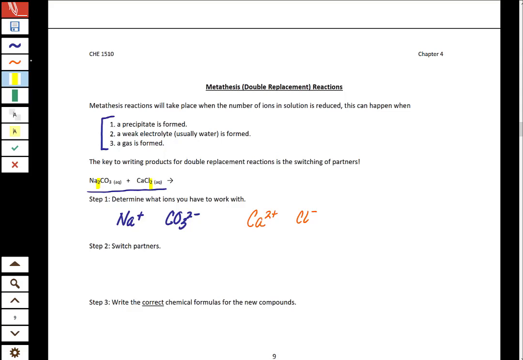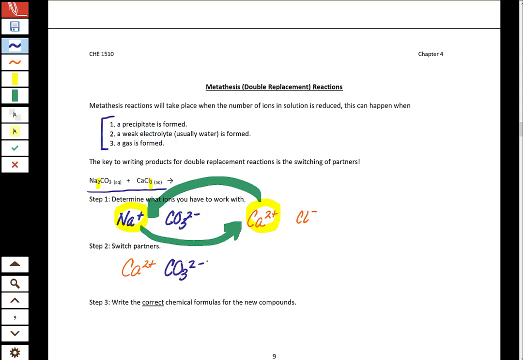Then what's going to happen is we're going to switch partners. Your sodium and your calcium are your two positive ions, and your sodium is going to take the place of the calcium, and the calcium is going to take the place of the sodium. So now you're going to have calcium and carbonate together, and then you're going to have sodium and chlorine together. Now that we've switched partners, these two are going to come together to form one compound, and these two are going to come together to form a compound.